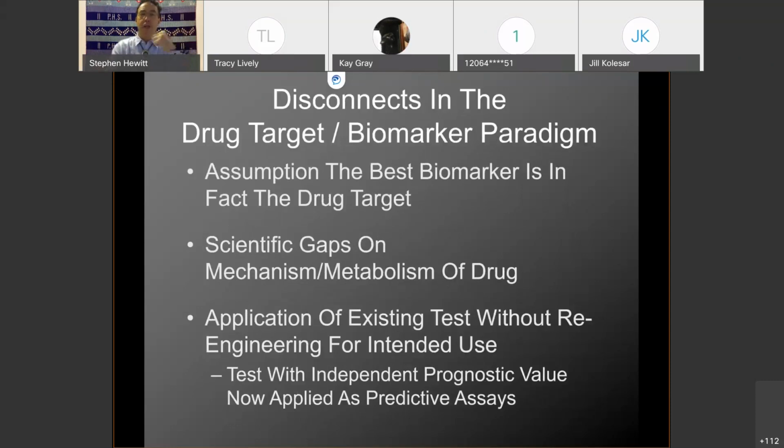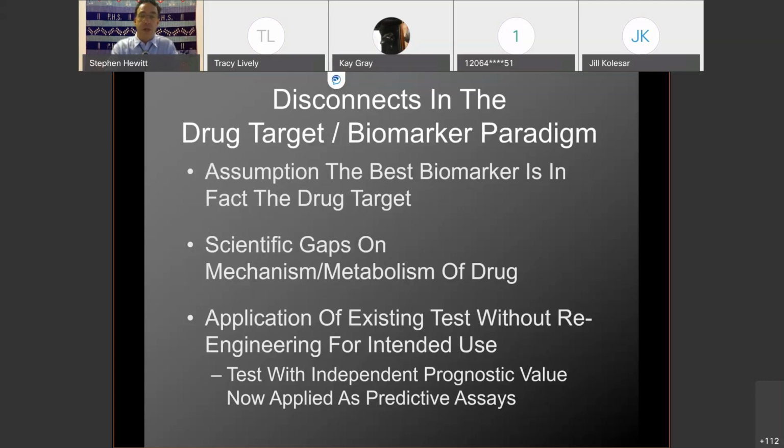One of the biggest challenges we face is the disconnect between the drug target and biomarkers. Oftentimes it's assumed the drug target is the best biomarker. That is oftentimes not true. You need to be a little bit more agnostic. And there can be some scientific gaps between mechanism and metabolism of drug, and I've run into those previously.